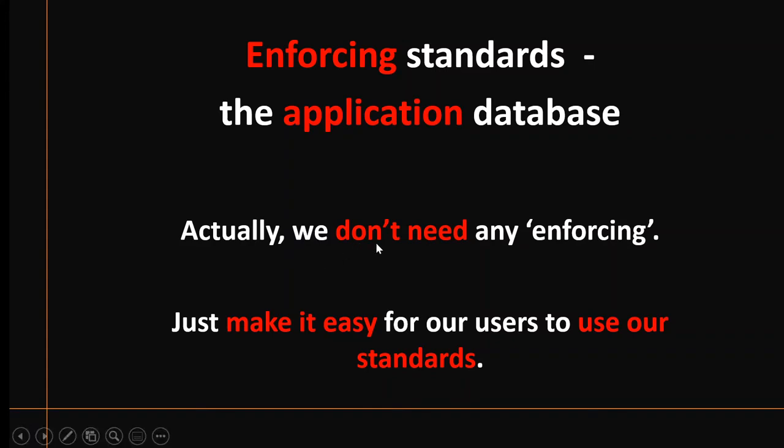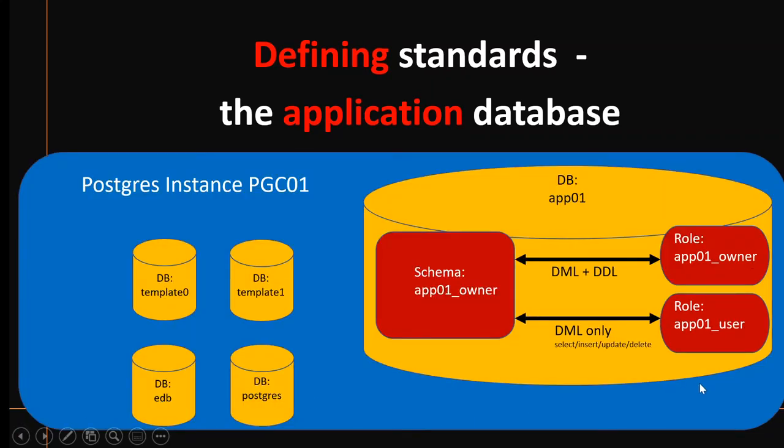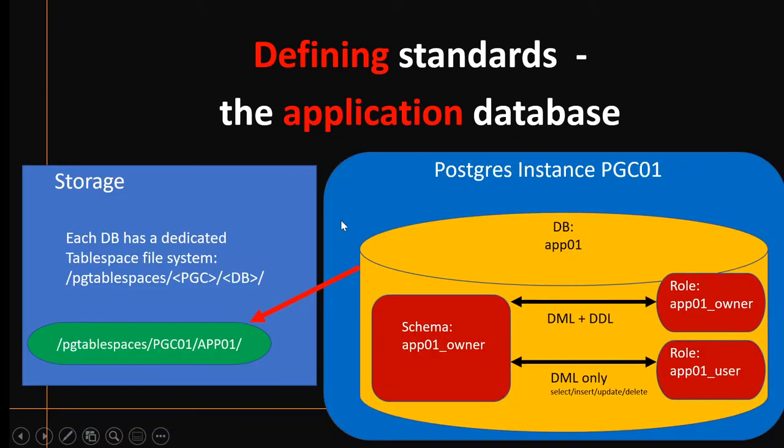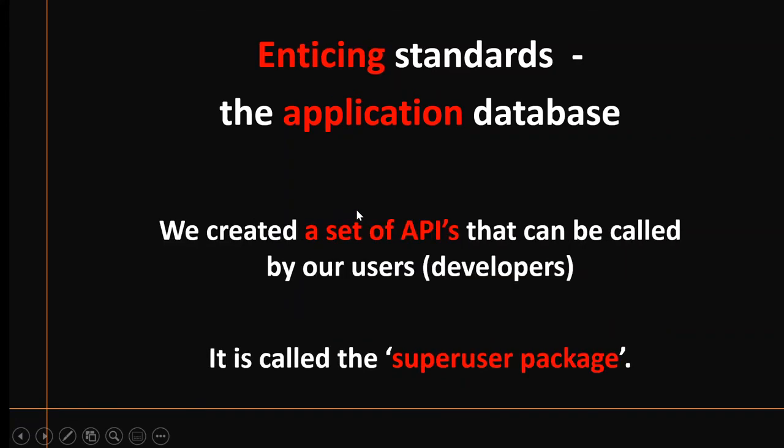Actually, what I'm trying to show you now is how we convince our developers to use this setup. Let me go back one slide. How we convince our developers to use this setup. Because if they start with this setup, with the application schema and two roles, an owner, a user, within an application database, it's very easy for us to copy that to acceptance and production, because our developers have no access to acceptance and production. So how do we, let's say, convince them to do that?